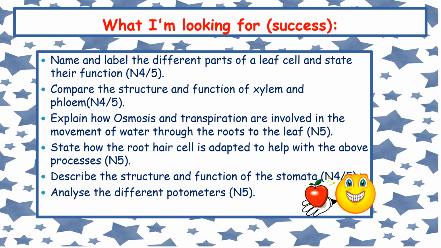That takes you to the end of the lesson, so you should now be able to name and label the different parts of the leaf cell and state their functions, compare the structure and function of xylem and phloem vessels, explain how osmosis and transpiration are involved in the movement of water through the roots to the leaf, and state how the root hair cell is adapted to help with the above process, describe the structure and function of the stomata, and analyse the different photometers. So well done if you managed to get all of that correct and that you're confident in it. If you are not confident, then you need to go watch the video tutorial again.